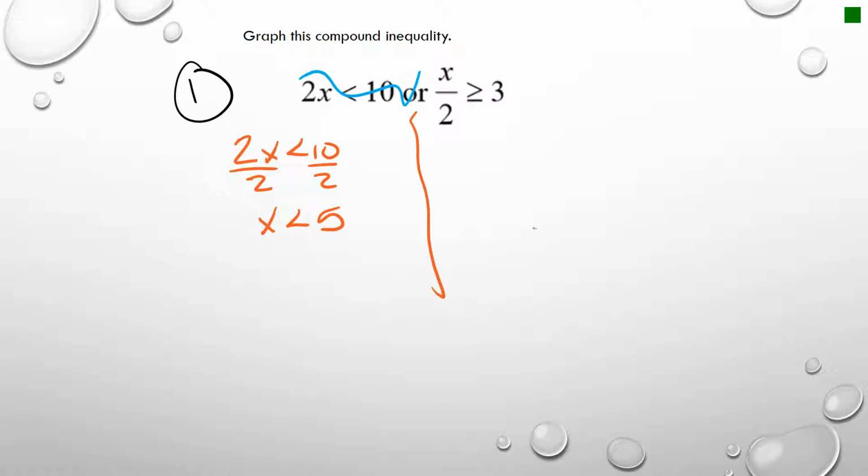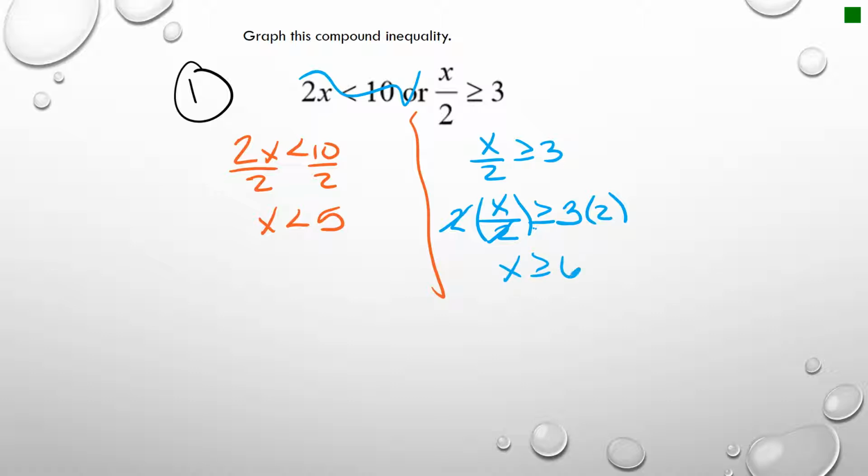Now I'm only going to look at the right. x over 2 is greater than or equal to 3. x over 2 is division. Opposite of division is multiplication, so I'm going to multiply both sides by 2. So x is greater than or equal to 6. 5 and 6 are pretty doggone close to each other. It's an or, so I'm going to go right on the graph. Here is x is less than 5, oopsie doodles. Here is x is greater than or equal to 6. There's a space in the middle we don't have to worry about.